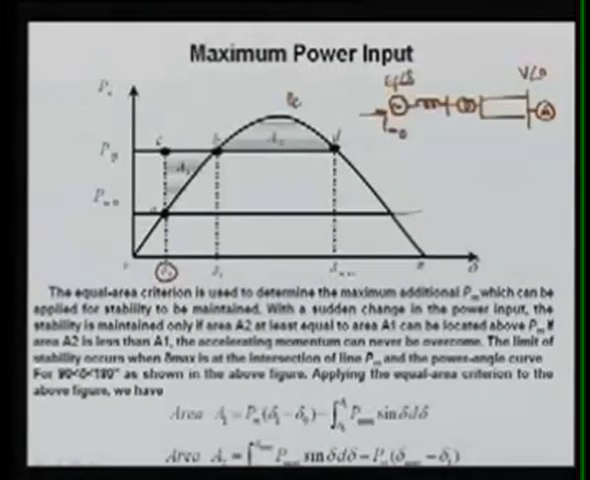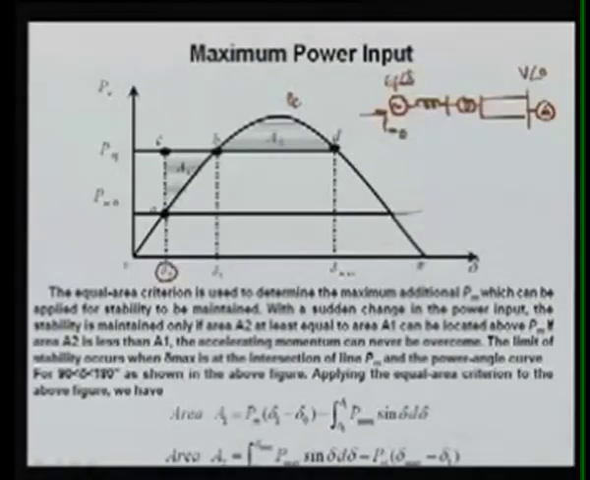Now the question is how much power, that is PM, we can increase so that our machine remains stable without losing synchronism. To know this, we have seen that the equal area criteria is used to determine the maximum additional PM which can be applied for stability to be maintained.